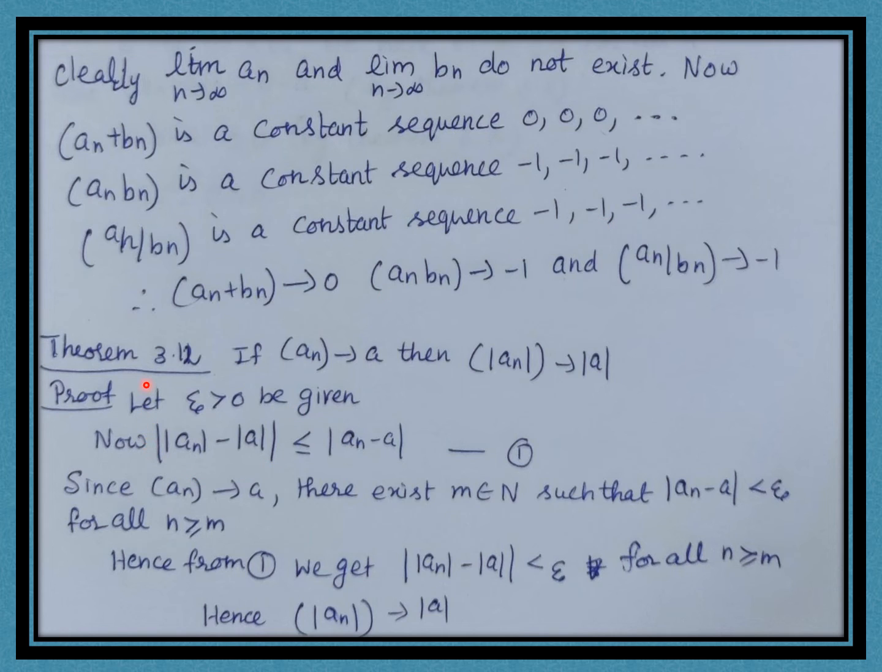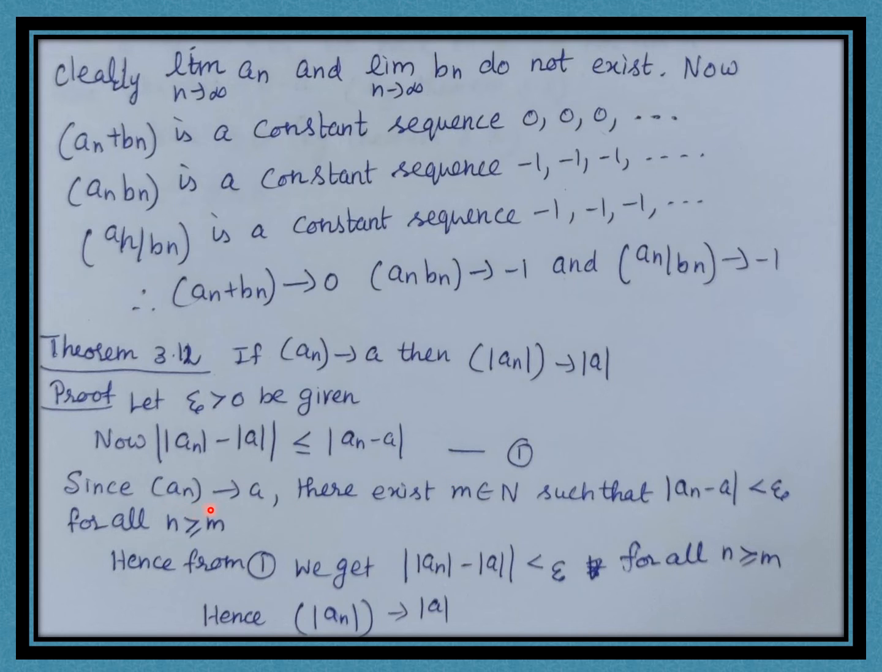Now we come to the next theorem, 3.12. This theorem states that if sequence an converges to A, then absolute value of sequence an converges to absolute value of A. So from the hypothesis, we have absolute value of an minus a is less than epsilon for a chosen epsilon. This is true for all integers chosen. We have to prove that absolute value of an minus absolute value of a is also less than epsilon, right?